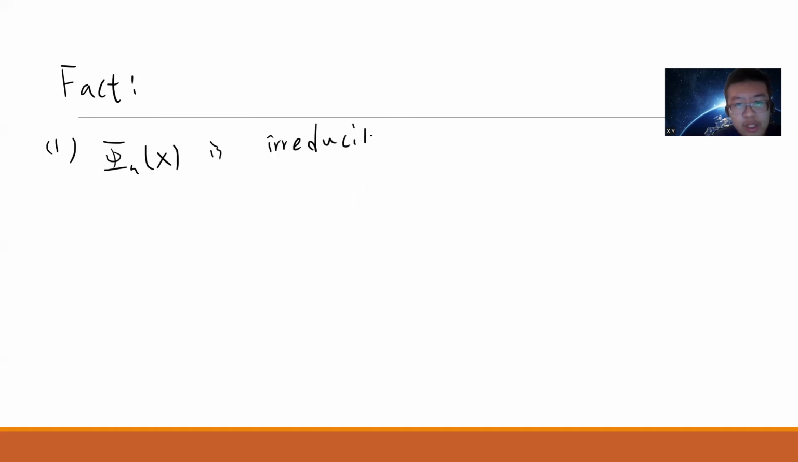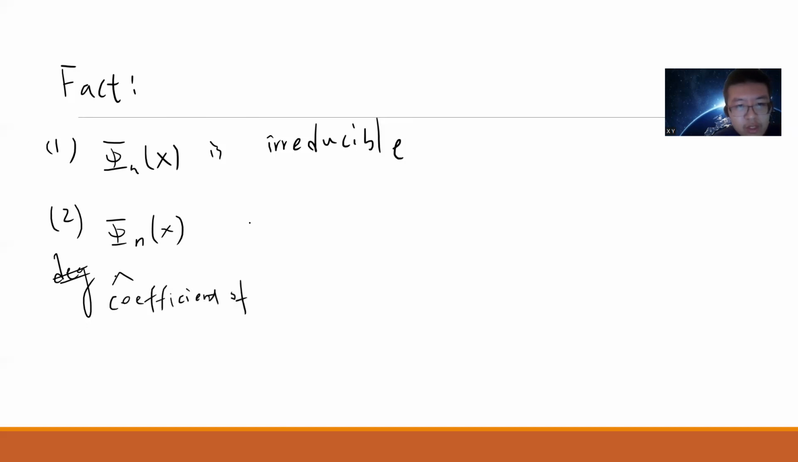There are two facts that I will not prove here; I will prove one of them. The first one is that phi n of x is irreducible. Actually, this proof is non-trivial, so I will prove it in the next video. The second is that the coefficients are integers. Actually, one can prove they are plus or minus 1, which is more difficult. These are facts that I will prove in the next video.